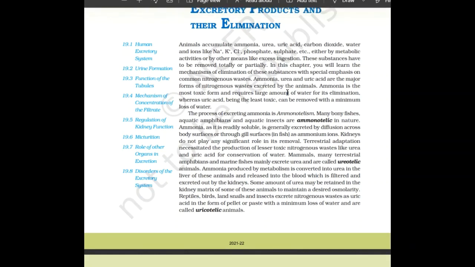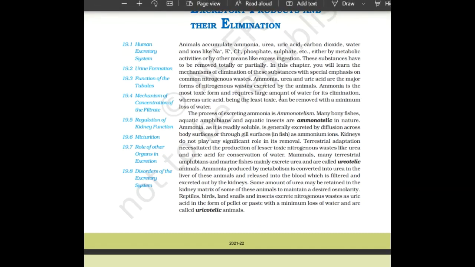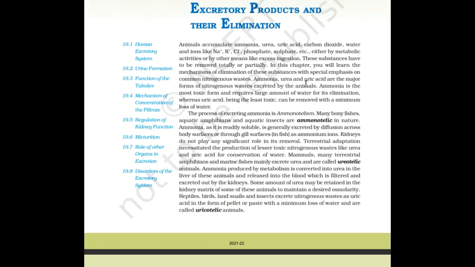Animals accumulate ammonia, urea, uric acid, carbon dioxide, water, and ions like sodium, potassium, chlorine, phosphate, sulfate, etc., either by metabolic activities or by other means like excessive ingestion. These substances have to be removed totally or partially. In this chapter, you will learn the mechanism of elimination of these substances with special emphasis on common nitrogenous waste.